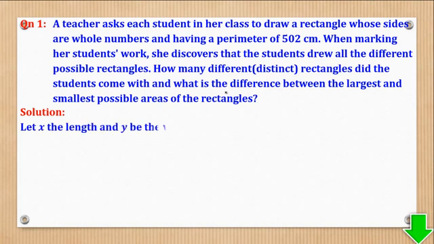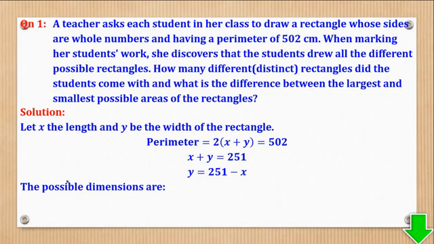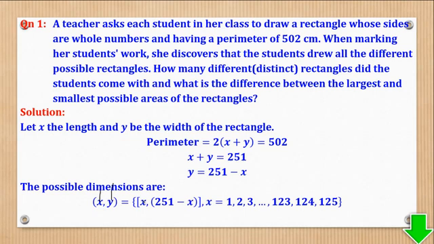So first of all, we shall let x be the length and y be the width of the rectangles. They told us the perimeter is 502, so 2 in brackets length plus width is equal to 502. Divide both sides by 2, we'll come up with x plus y equal to 251. Then make y the subject, you come up with y equal to this. So we can now come up with the possible dimensions of the different rectangles. Length and width are given by x and 251 minus x.